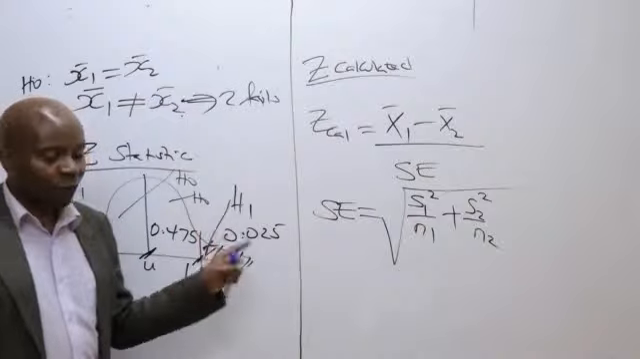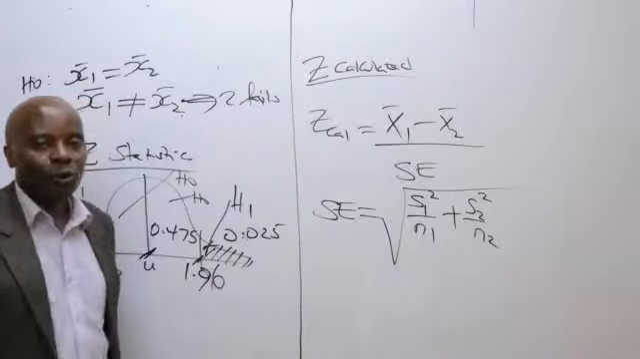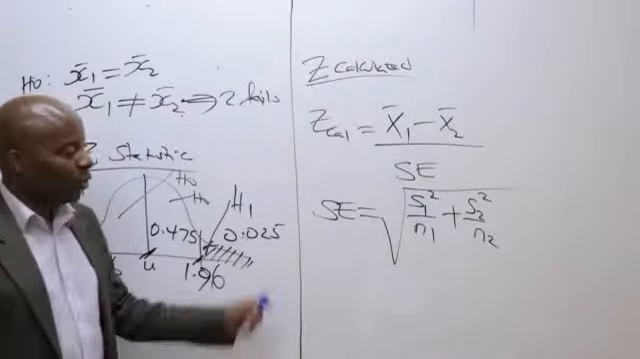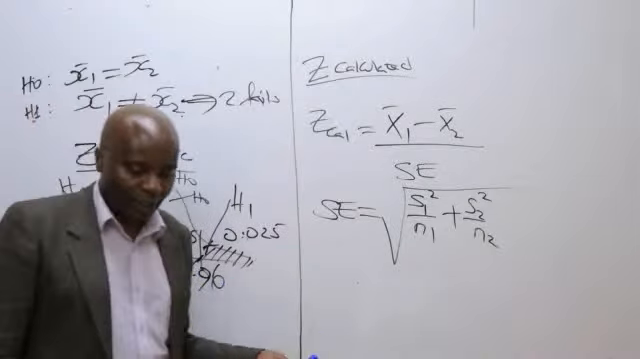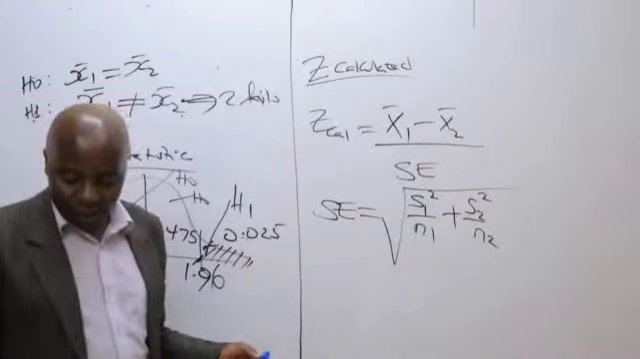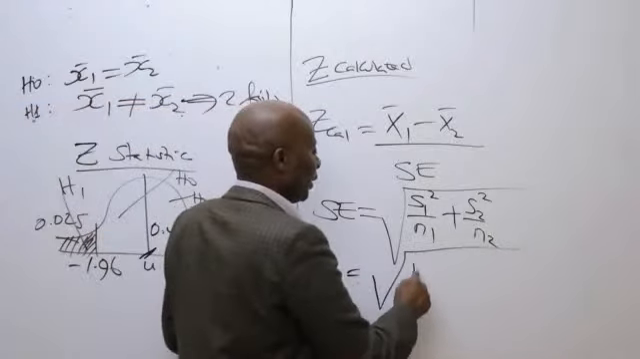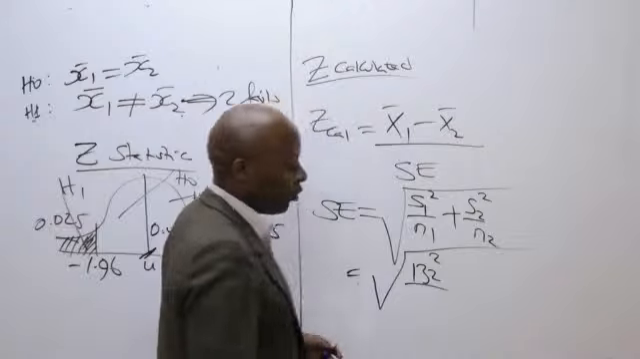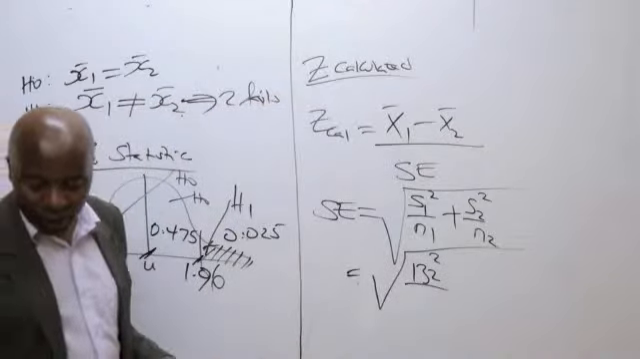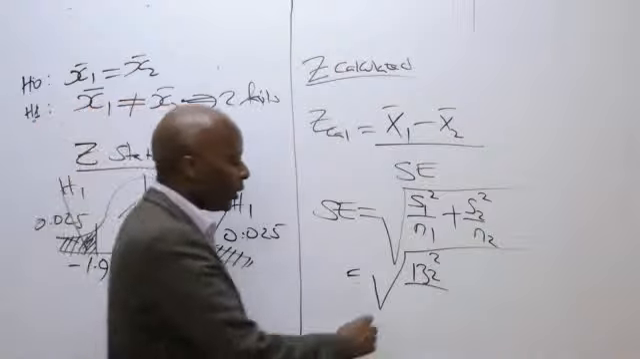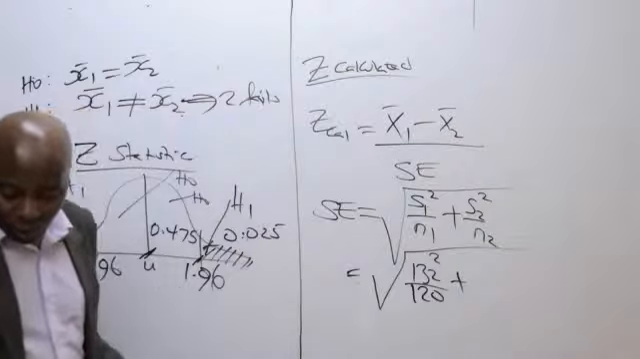A very important formula of getting the standard error, whenever you've got two samples. You must always reason like this. So the examiners, remember S stands for standard deviation. For X, it is 132. So I'll talk of 132 squared all over N1, sample size 1, which is 120. Plus, ladies and gentlemen, sample 2, standard deviation is 149.